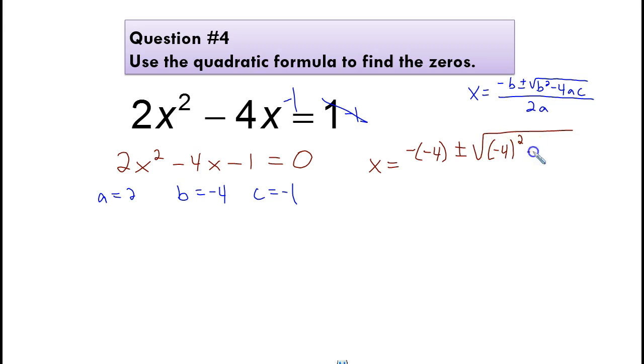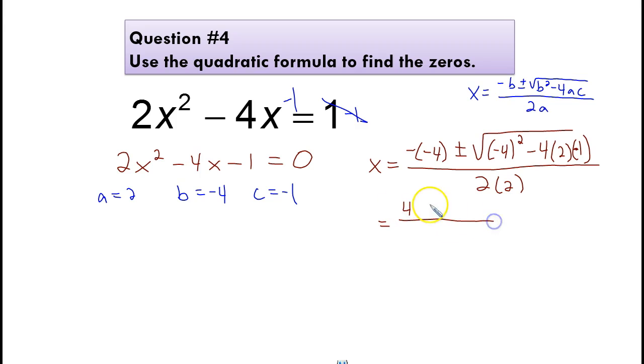So b squared minus 4, always a 4 there, times a, which is 2, times c, which is negative 1. The signs are important as you're pulling them over. So this negative 1 is going to behave differently than a positive 1 would behave when I'm finding the discriminant. And 2 times 2 on the bottom. All right, so as I work through this, the opposite of negative 4 is positive 4, plus or minus. I know I've got a 2 times 2 on the bottom, and I have to find the discriminant.